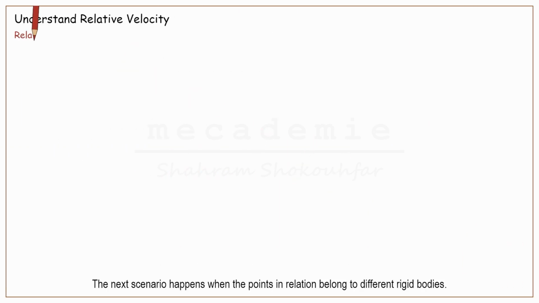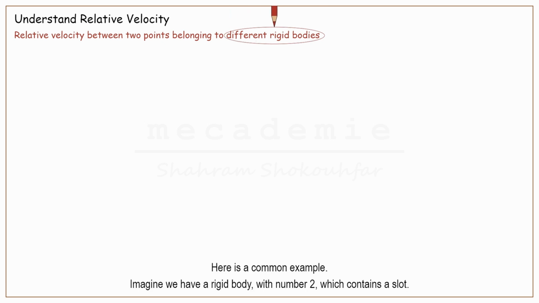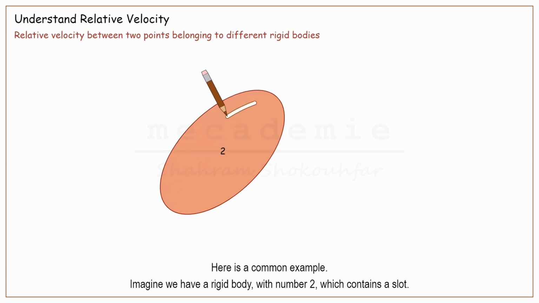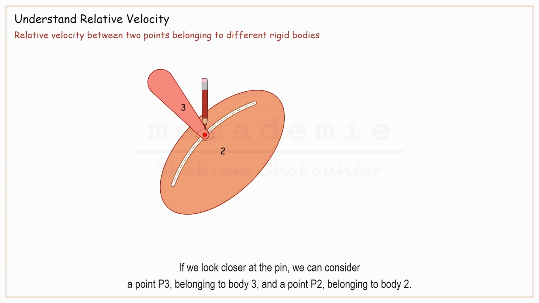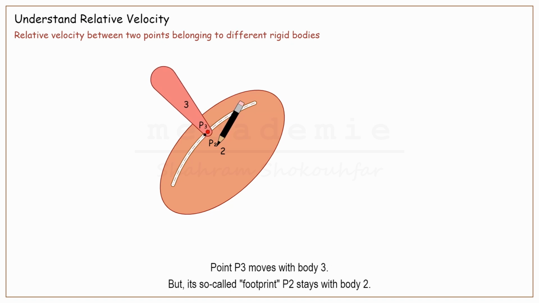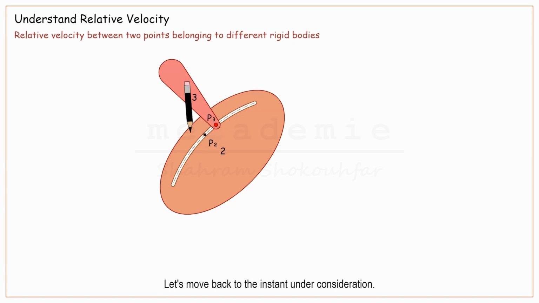The next scenario happens when the points in relation belong to different rigid bodies. Here is a common example. Imagine we have a rigid body with number 2 which contains a slot, and this pin which belongs to body number 3 has to move along the slot of body number 2. If we look closer at the pin, we can consider a point P3 belonging to body 3 and a point P2 belonging to body 2. Point P3 moves with body 3, but its so-called footprint P2 stays with body 2. Let's move back to the instant under consideration.